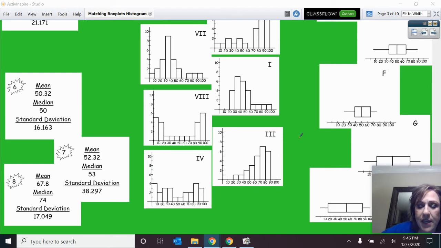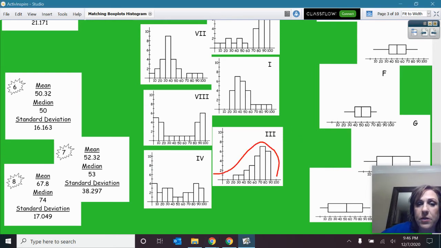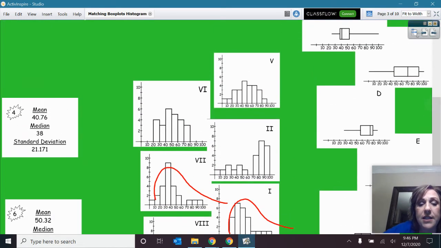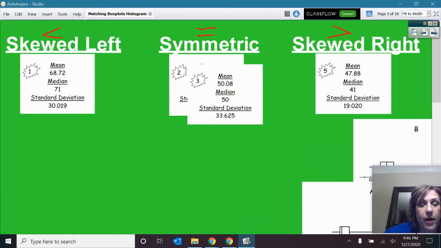Take a look at this one here. This one you can tell is skewed left. Here is one that is skewed right. This one also is skewed right. So you need to then take these cards and place the histograms in the correct pile.